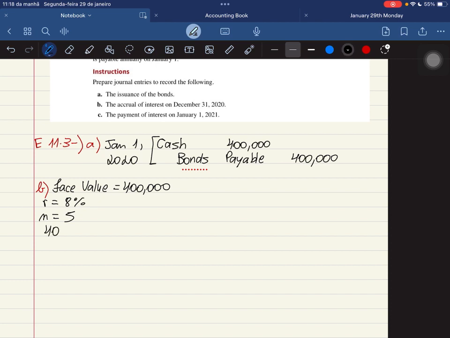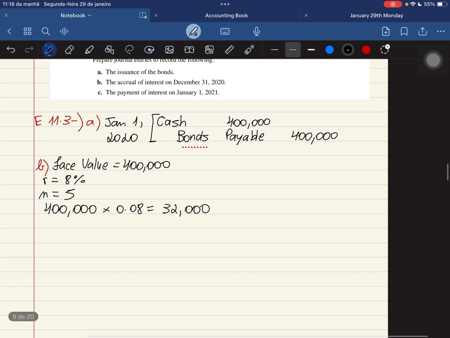So if our amount is 400,000 and we're going to pay 8% interest per year, we can figure out how much that is in terms of number. How much are we actually paying per year? That would be 32,000. So over here, we're going to have the entry for the accrual of this interest. Since we are accruing it, we're not going to pay right now. So we're going to debit interest expense and credit interest payable.